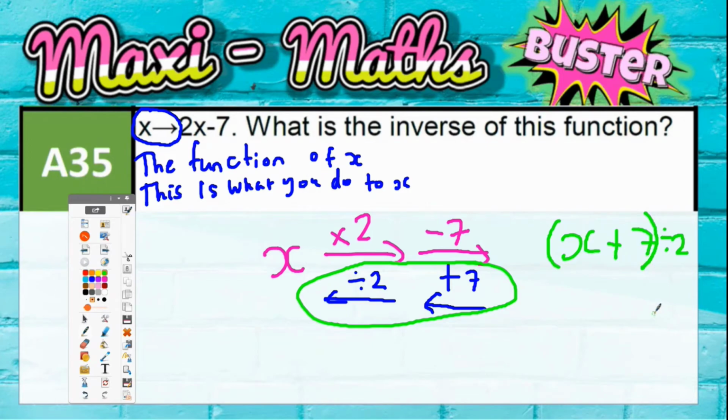So x add 7, divided by 2. Or another way of getting around that problem is to put our x add 7 and then put a massive dividing line like that and then 2. Because that also means do x add 7 first, do everything on the top line before you divide it by 2. So either of those two answers are correct. The reverse function is x plus 7 all in a bracket divided by 2, or x plus 7 all over 2.